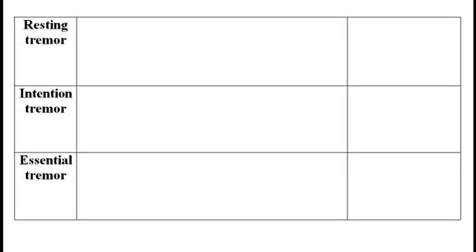In this video, I'm going to differentiate between the resting, intention, and essential tremors. Resting tremor is a type of tremor that is present at rest, but disappears with voluntary activity. For instance, once the patient tries to grab onto an object, the tremor goes away. This type of tremor is commonly seen in patients with Parkinson's disease due to damage to the basal ganglia.